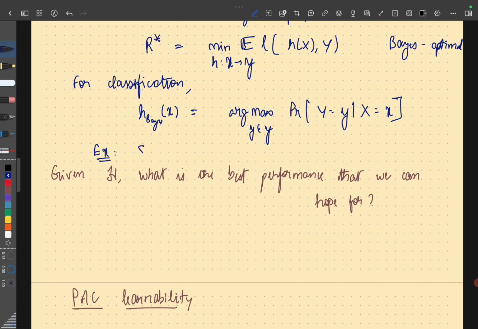So as an exercise, show that H Bayes actually minimizes R, the risk. That is, irrespective of how you choose H, for every other H, R of H is always greater than or equal to R of H Bayes.